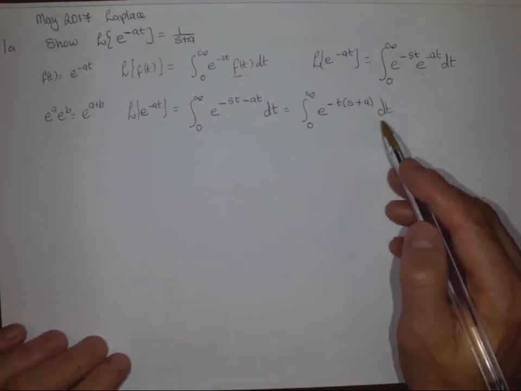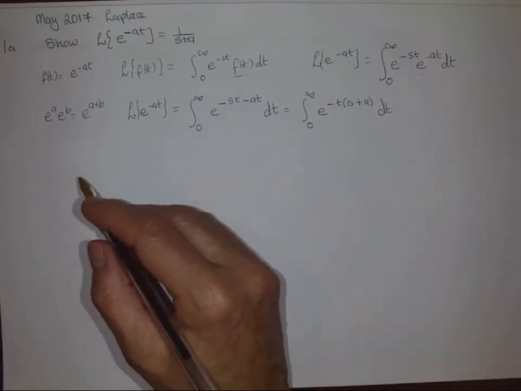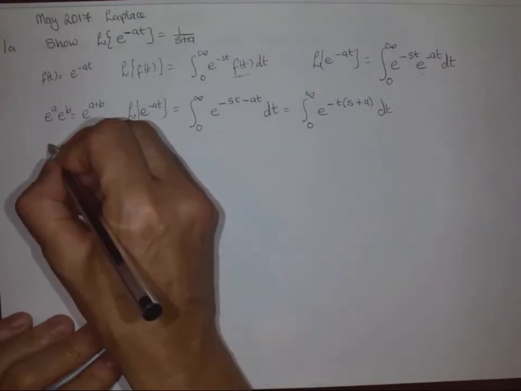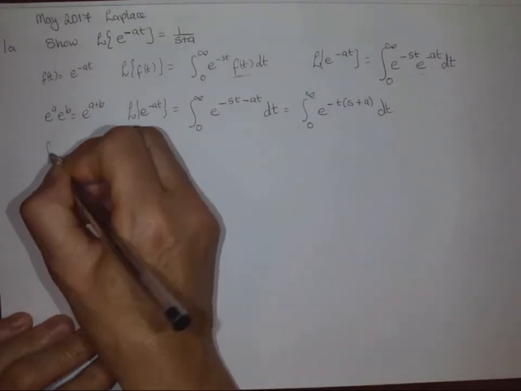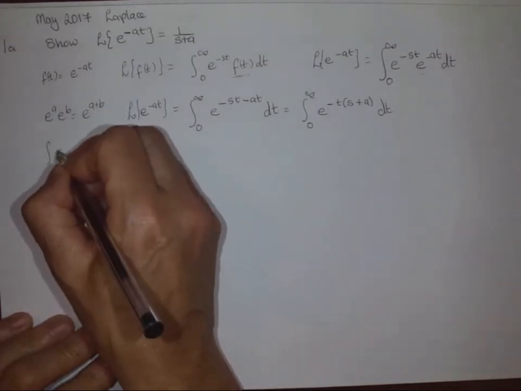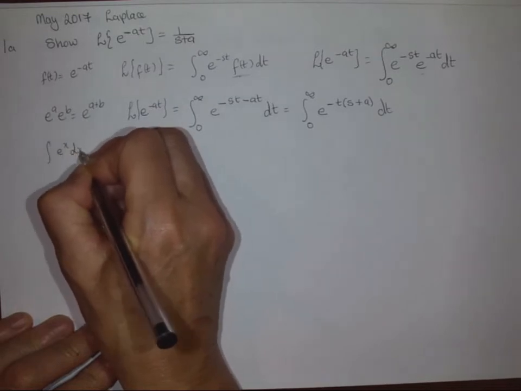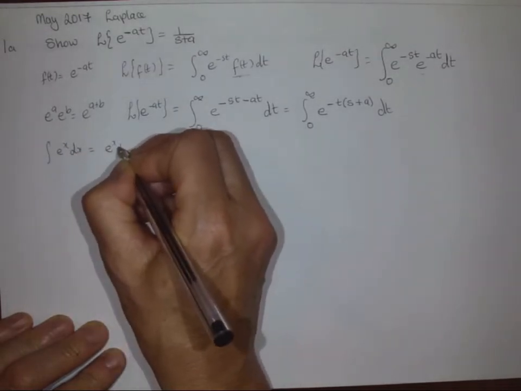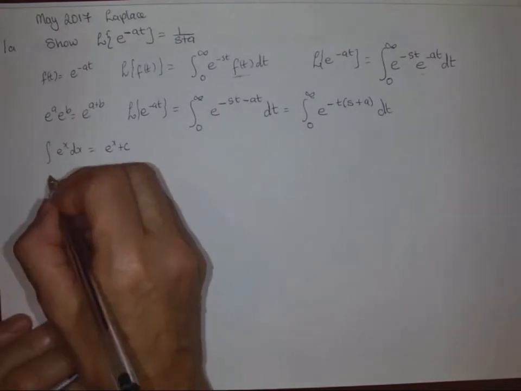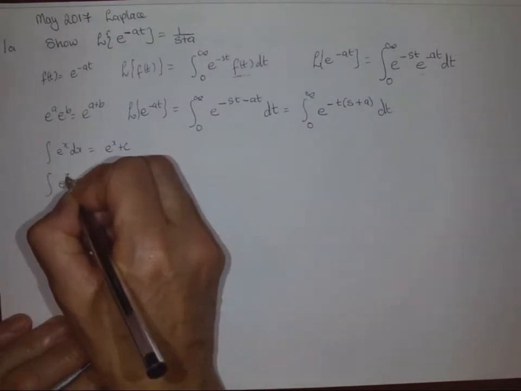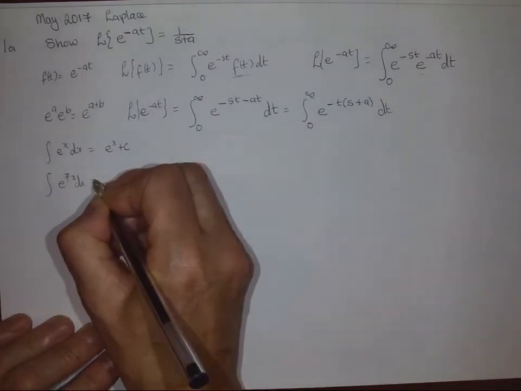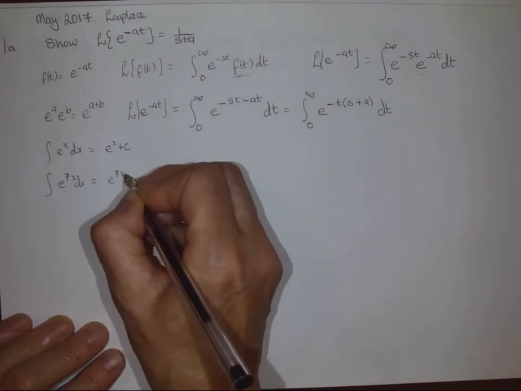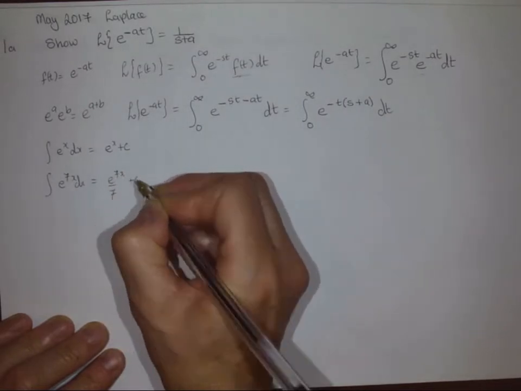Now some of the basic rules of integration are: if you have to integrate e to the x dx, your answer is e to the x plus c. That's in the tables. If you have to integrate e to the 7x dx, your answer is e to the 7x over 7 plus c.